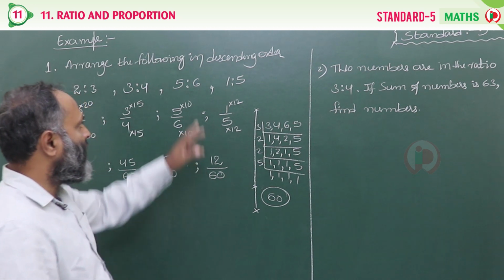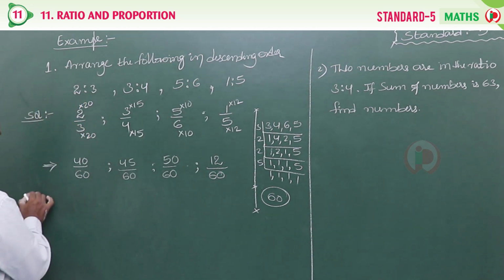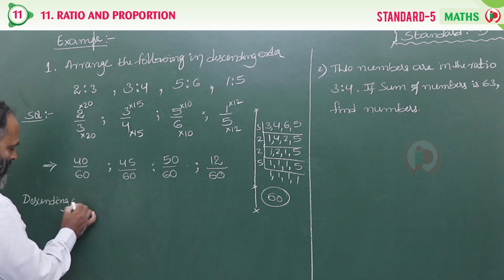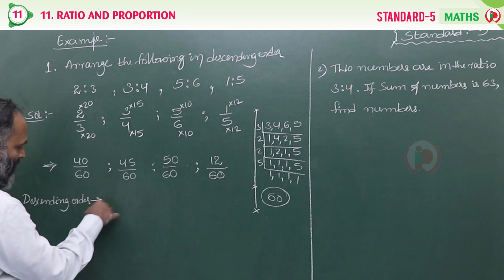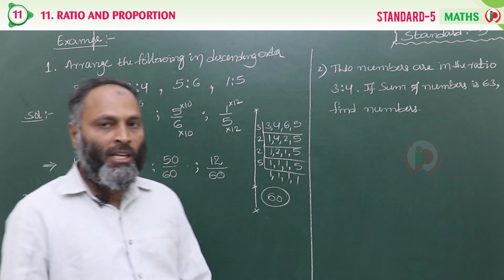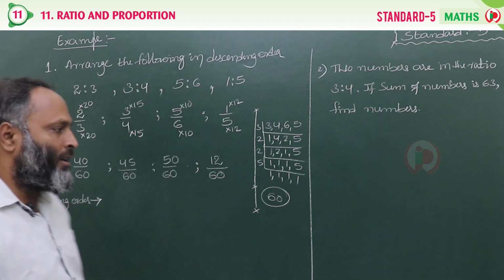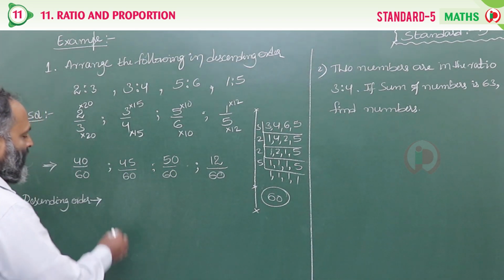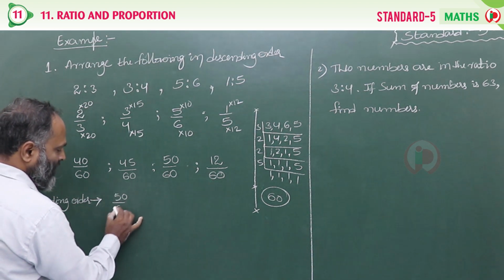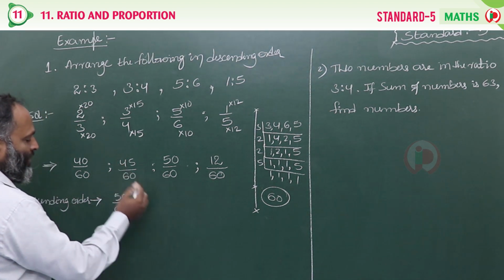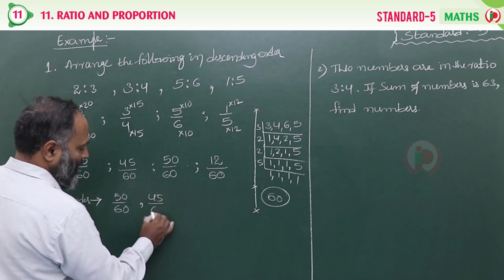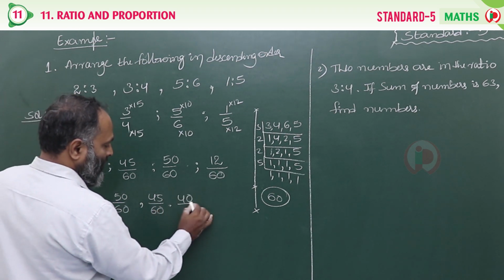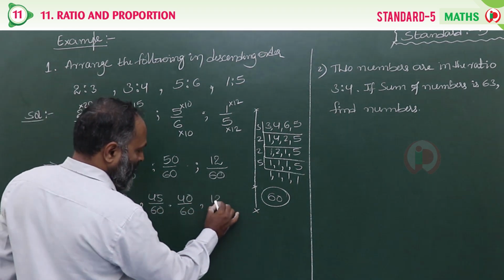Now what is he asking? Descending order. Descending order means decreasing order, from bigger to smaller. So which one is the biggest numerator? That is 50 by 60. The second biggest is 45 by 60. Smaller than 45 is 40. Then smaller than 40 is 12.